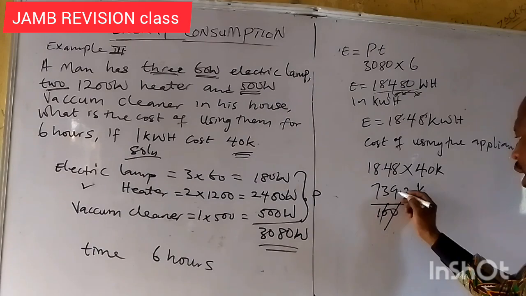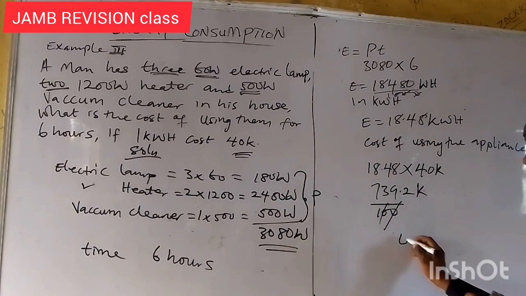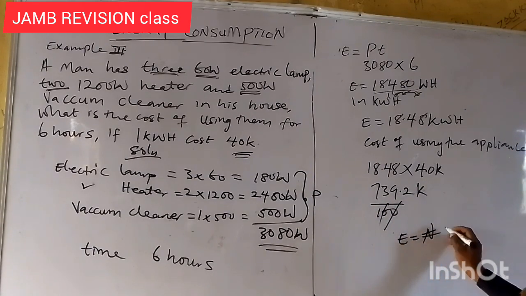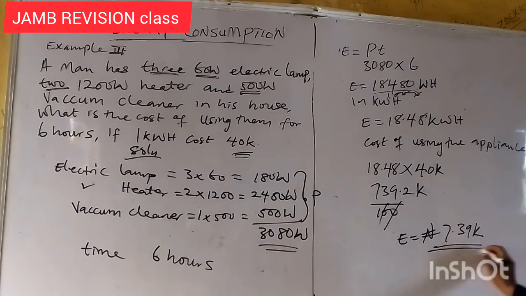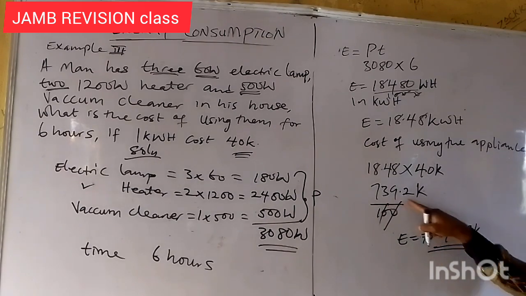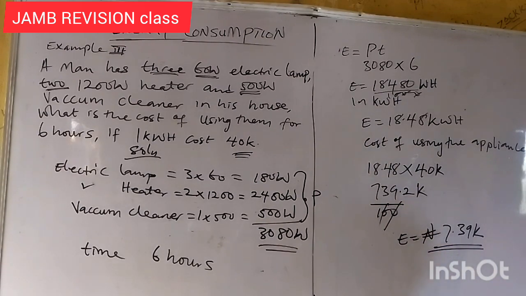So if we divide this, we now have that the cost is 7 naira 39 kobo. So choose accordingly. If the answer options are in naira, this is the correct answer. If it is in kobo, this one here is your correct answer. Now let us take another question.